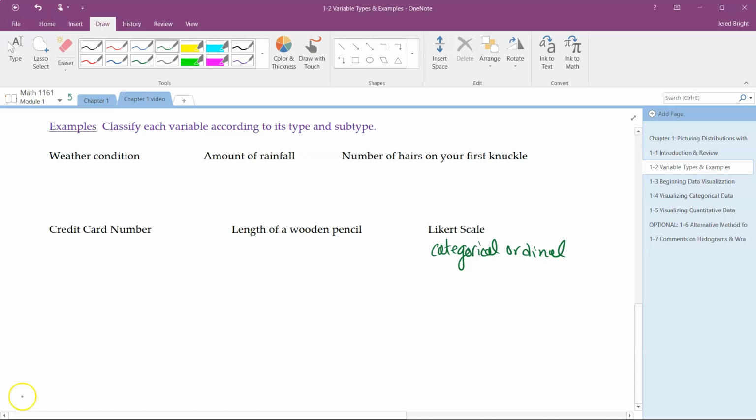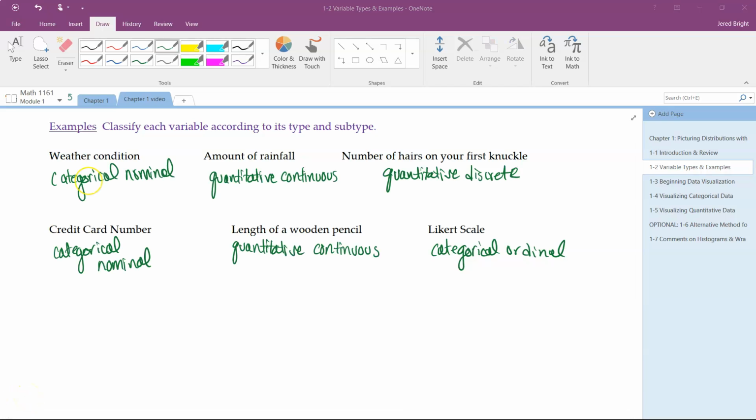And here are the answers. So weather condition is categorical nominal, because the mathematical difference does not make sense, and nominal because there isn't any natural order. We don't automatically default to saying sunny before cloudy or anything like that. Amount of rainfall, quantitative, mathematical difference makes sense. Continuous, it could be any amount between 0 and a large number. We went through that example earlier as well.